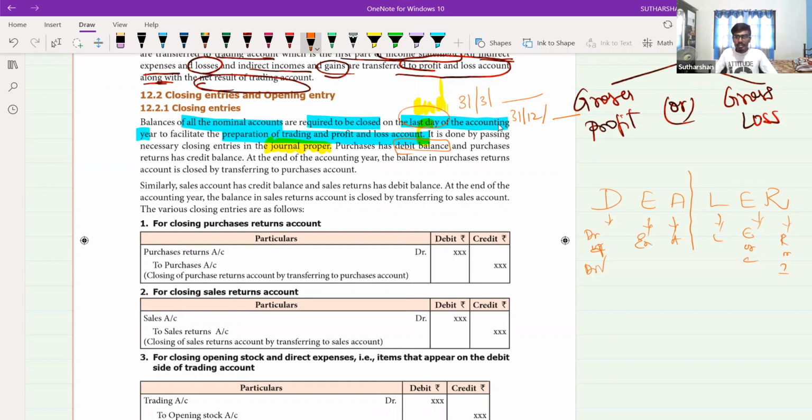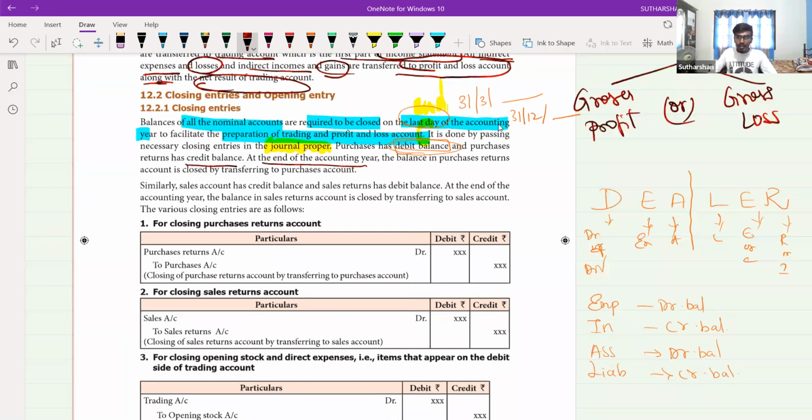Purchase is an expense, right? If it is an expense, it has a debit balance. All expenses have debit balance. All incomes will have credit balance. All assets will have debit balance. All liabilities will have credit balance. So purchase has a debit balance, and purchase return has a credit balance.